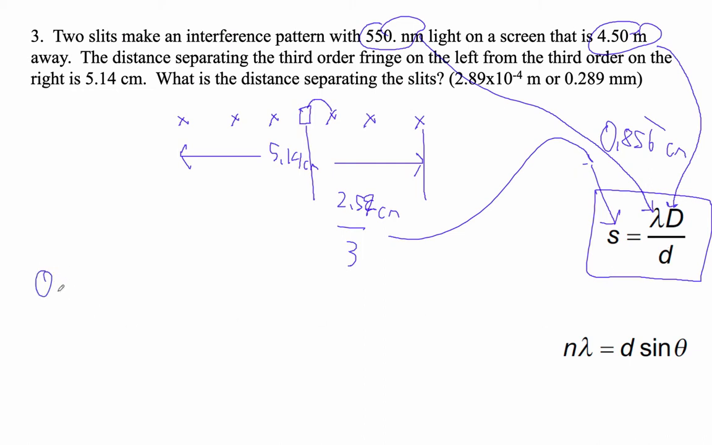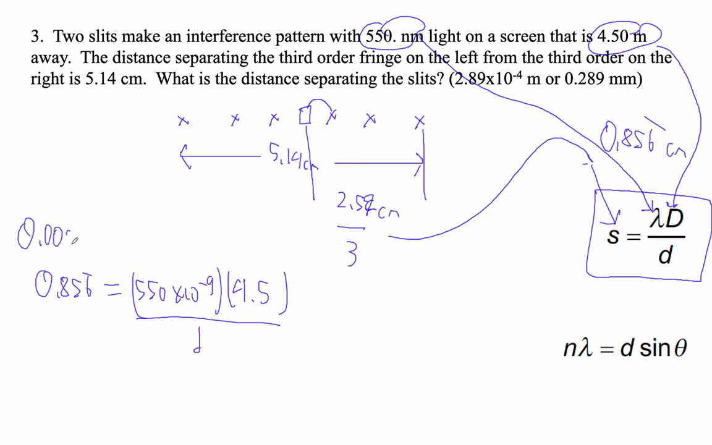Okay, so 0.856 bar is equal to 550 times 10 to the minus 9th times 4.5 divided by that gosh darn slit separation. Okay, so it's going to be this times this divided by that guy. All right, 550 times 10 to the minus 9th times 4.5 divided by the number I just got. Oh, this is going to give us that in centimeters. Do we want that? Okay, I'm going to make this 0.00856 bar. And now it's meters, okay?